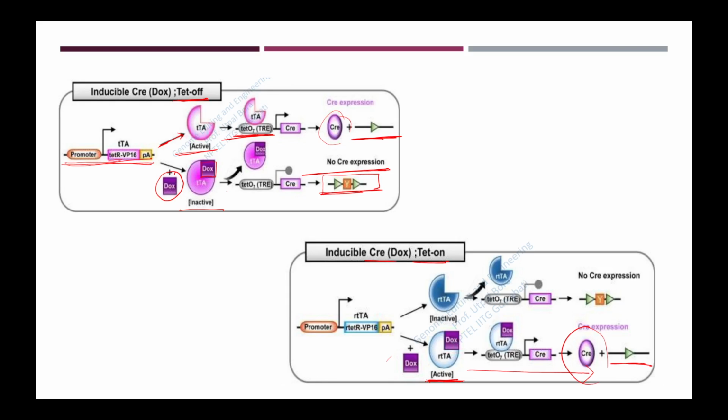Okay, so suppose the expression of Cre recombinase is doing a knockout, so that kind of system is called a conditional knockout. That means without the induction of your particular recombinase, the locus is not getting modified. But whenever you want, if you provide a certain different kind of condition, then only the knockout is taking place, and that is called a conditional knockout.